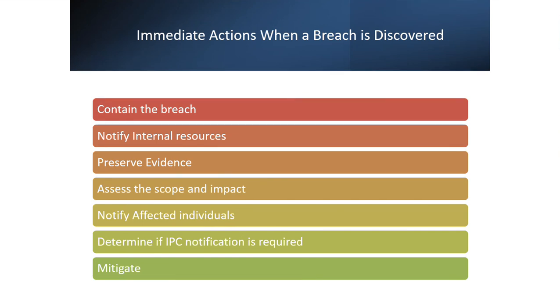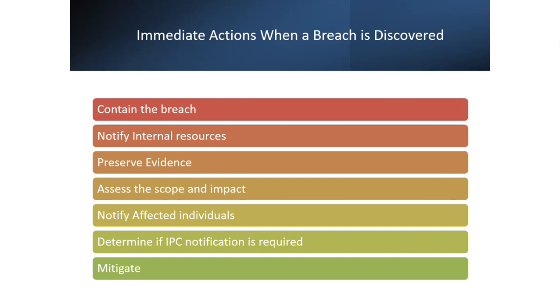All right, so what are the immediate actions then? First step, contain the breach. Second, notify internal resources. Third, preserve the evidence, very important. Fourth, assess what the scope and impact is. And then fifth, notify the affected individuals, determine if the IPC notification is required, and mitigate, right? Now, there's going to be a little bit of overlap there because you're going to have to have a mitigation strategy in place before you actually notify the IPC. But let's start from the top there.